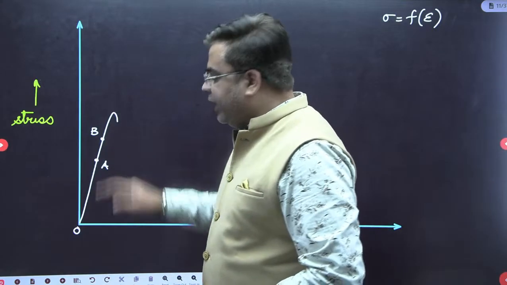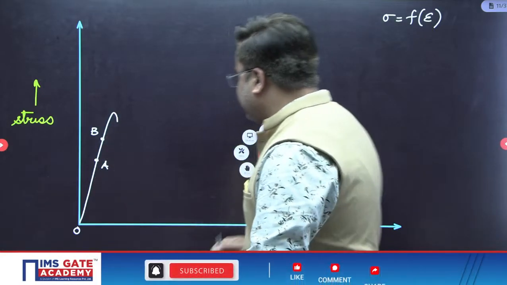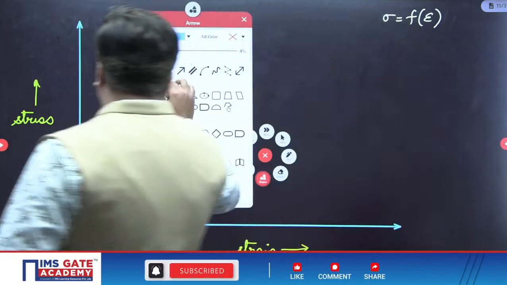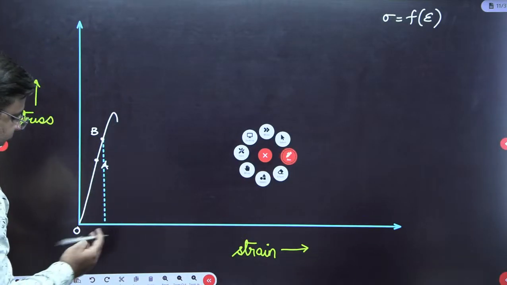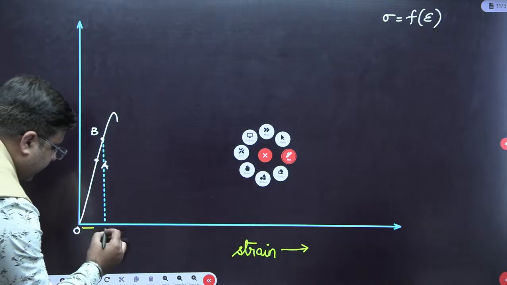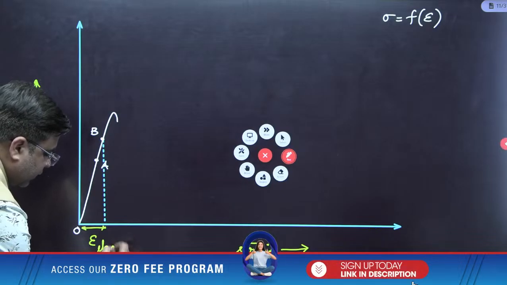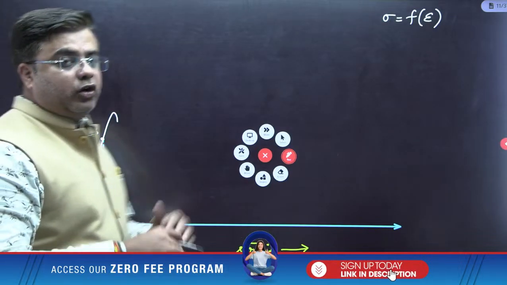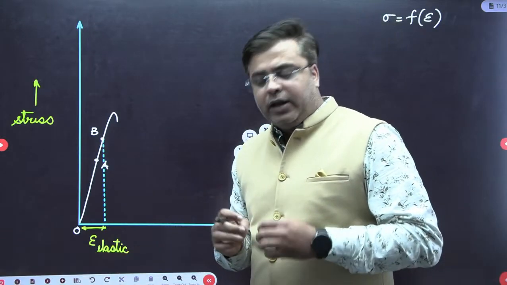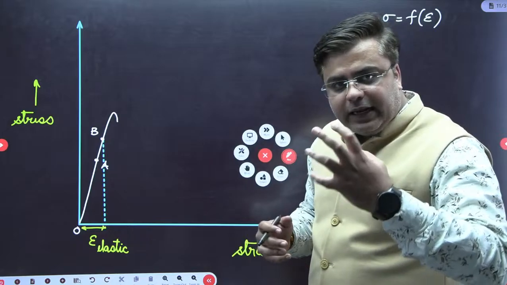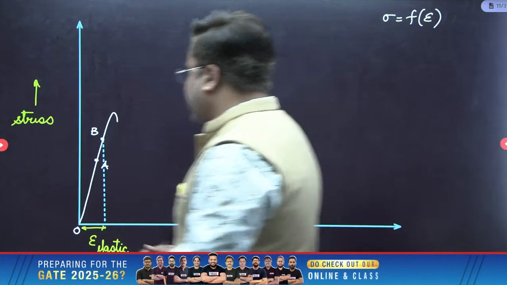Then from A to B, the curve will be non-linear. Till B, whatever strains are coming over the body are called elastic strains. On the removal of load, the material can regain these elastic strains. After this, plastic deformation starts beyond point B.